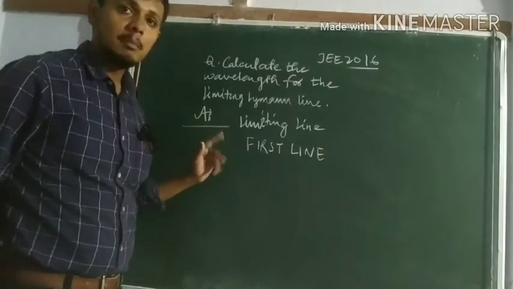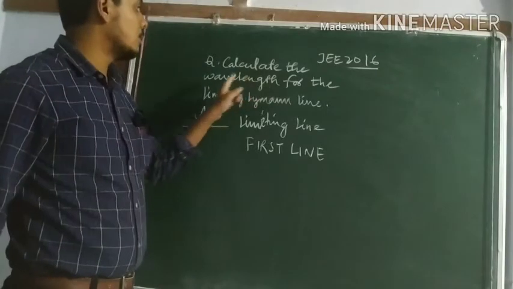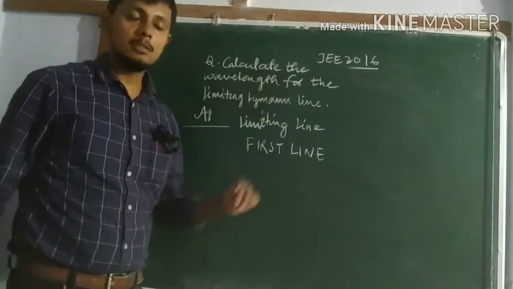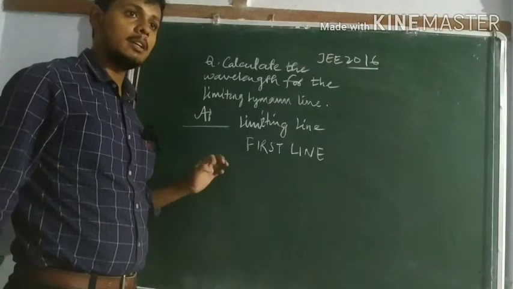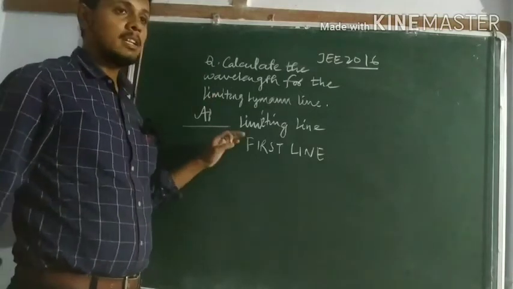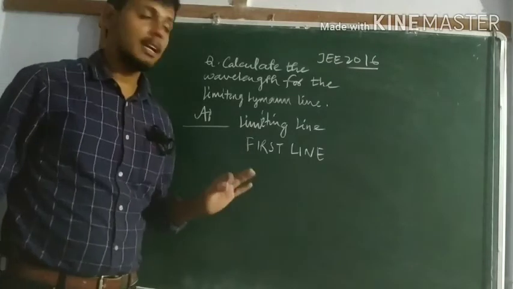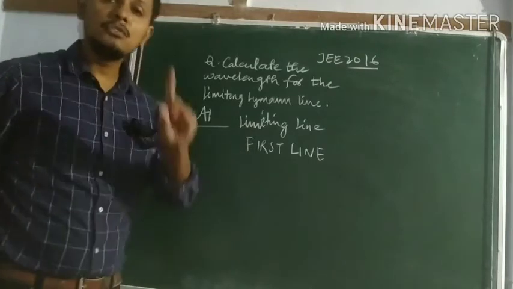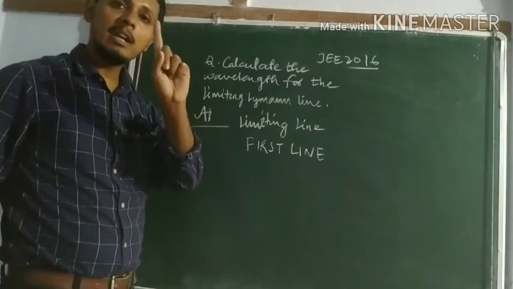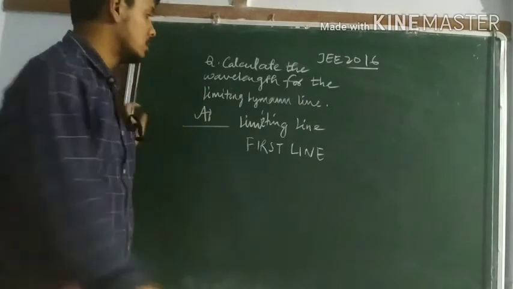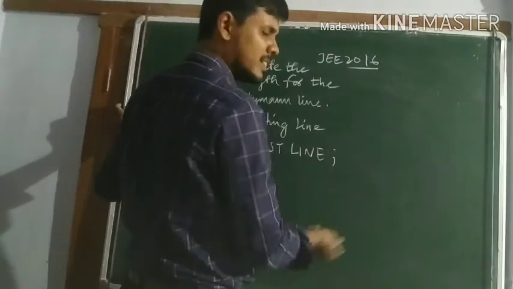Let us see a problem now. Calculate the wavelength for the limiting Lyman line. So you are asked to calculate the wavelength for the limiting Lyman line. So what is the limiting Lyman line? The limiting Lyman line is the first Lyman line. The first Lyman line is called the limiting Lyman line. So what is the first Lyman line?